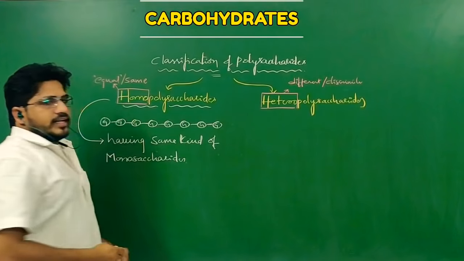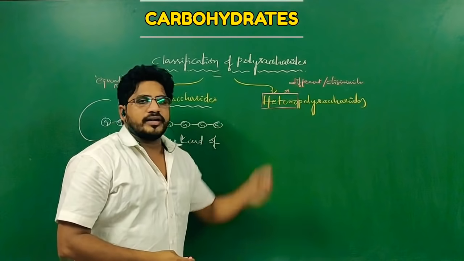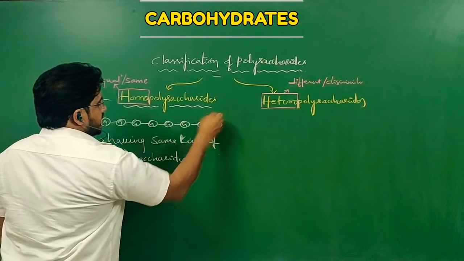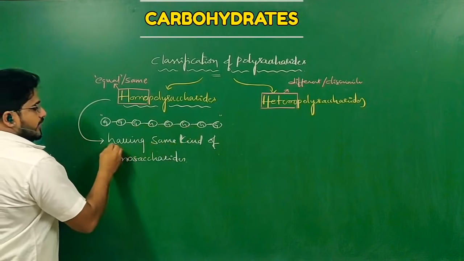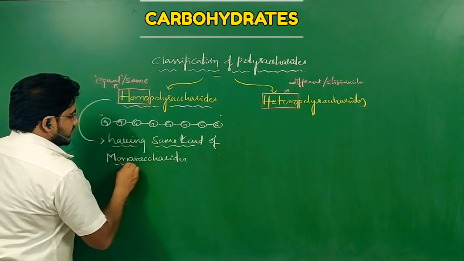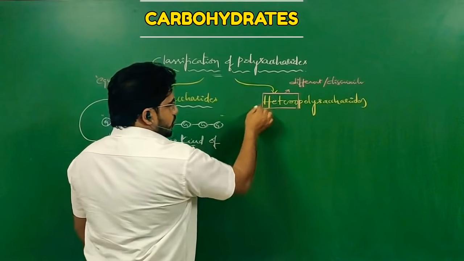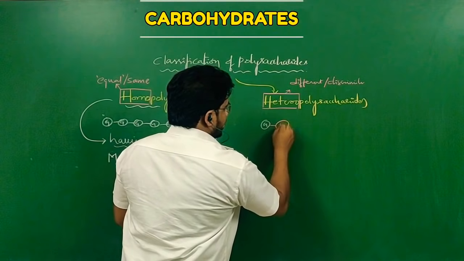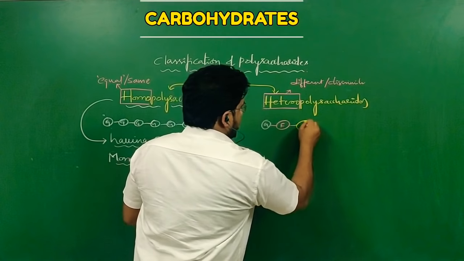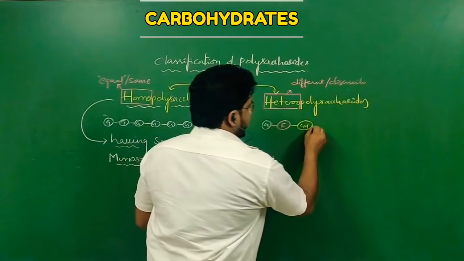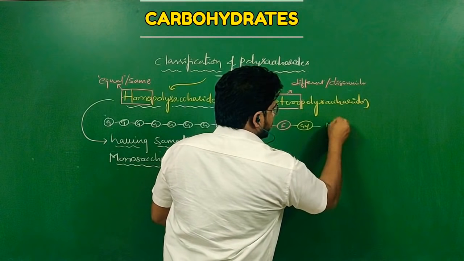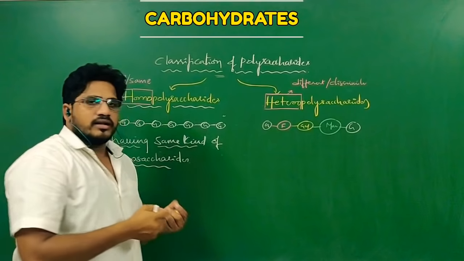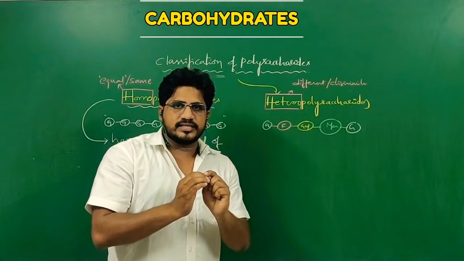Here, homo is representing similar and hetero is representing different or dissimilar. All the monosaccharides present in this structure are the same. Hence, it is called homopolysaccharide. Whereas in the heteropolysaccharide, if you see, maybe it is glucose, followed by a fructose, followed by a galactose, followed by mannose, and again followed by a glucose, like this. So, in one structure, different types of monosaccharides are existing.